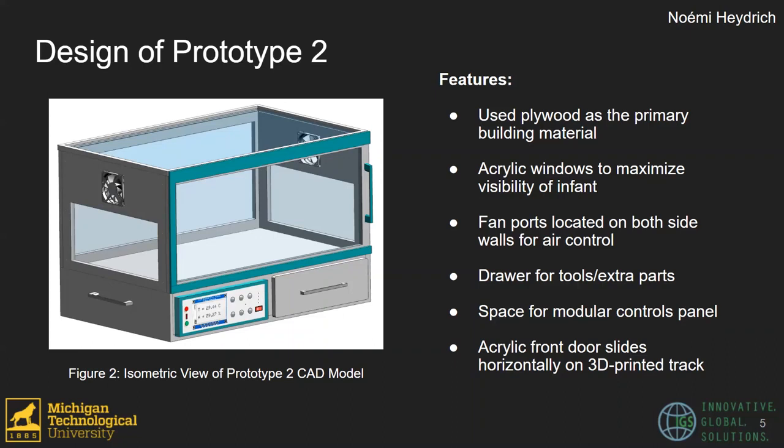adding a separate drawer below the incubation chamber for storing tools and extra parts, adding a designated space for a modular controls panel, and lastly, we 3D printed a frame for an acrylic door that will slide horizontally to allow for accessibility for the infant, as well as reduce disturbances to the incubator's internal environment. And this door frame and the other 3D printed components can be seen on the CAD model image depicted in teal. And up next, Sydney will tell you more about our second prototype.